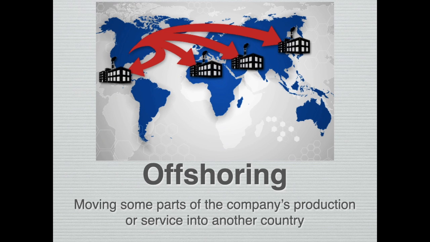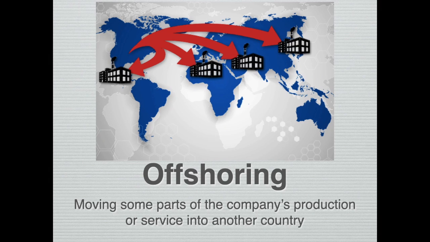The main one is offshoring, which we've learned about before, but we can get it in our notes now. That's moving some parts of the company's production or service into another country. American offshoring has most often involved moving manufacturing overseas or to Mexico. It's pretty controversial because it can save companies money and theoretically lower the price to the consumers, but it also removes jobs from Americans.